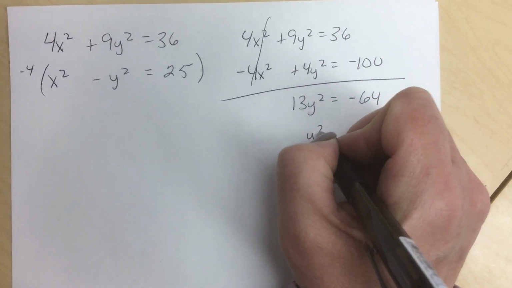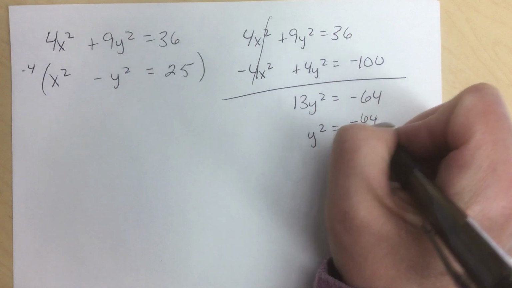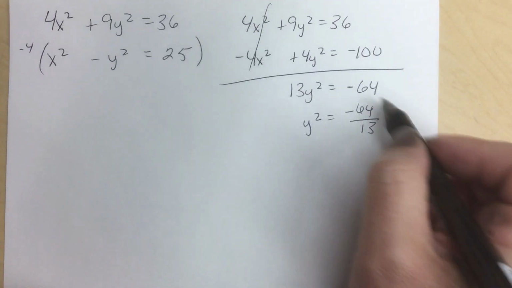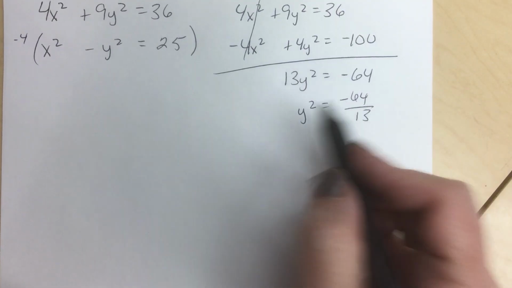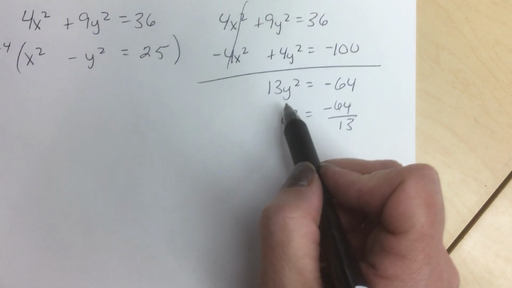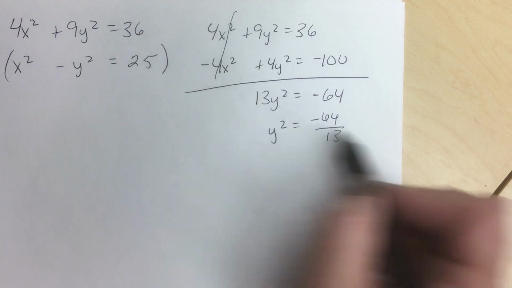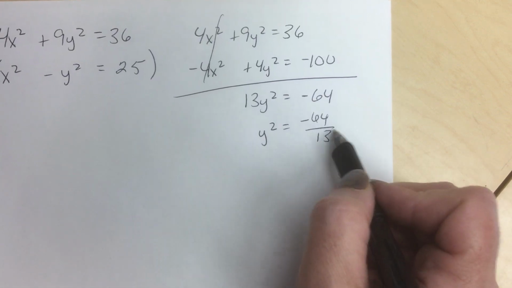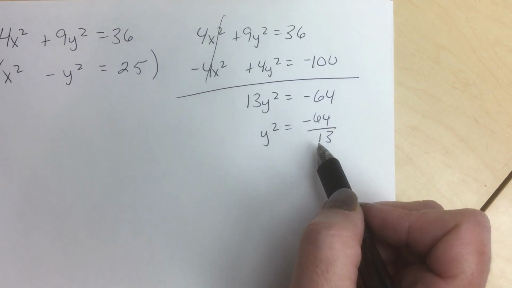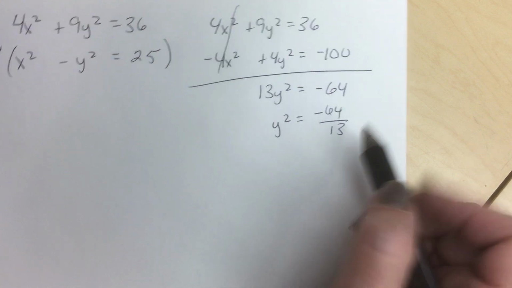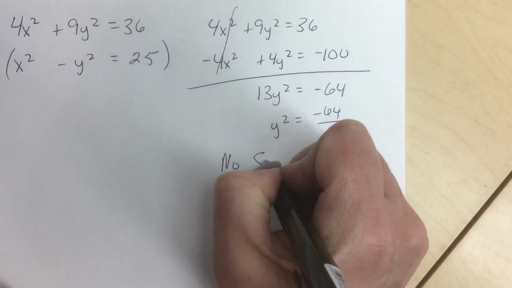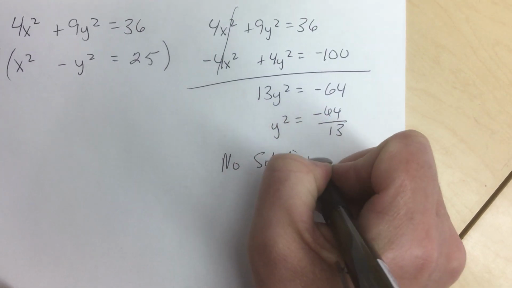When I divide by 13, this is going to be some decimal, but it's negative. A positive 13 times y squared is never going to give me a negative number. So you can divide by 13, you're still going to get a negative number there, and you cannot do that. You get an imaginary solution. So, no solution. That just means these two graphs do not cross.